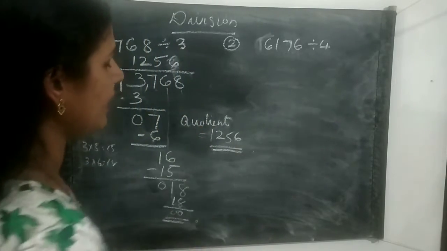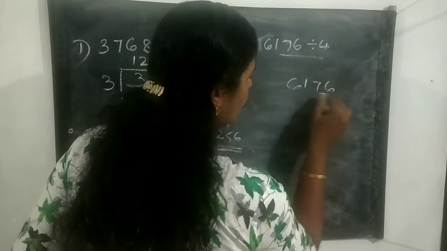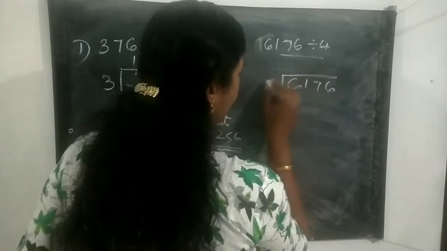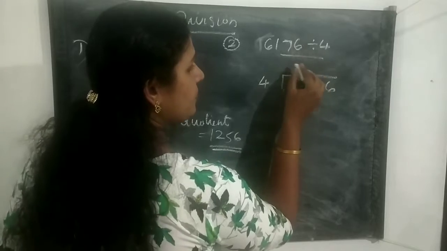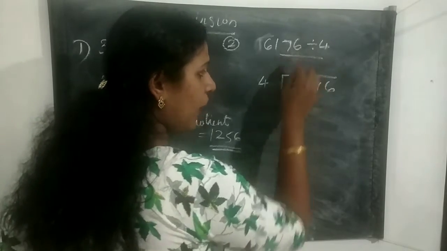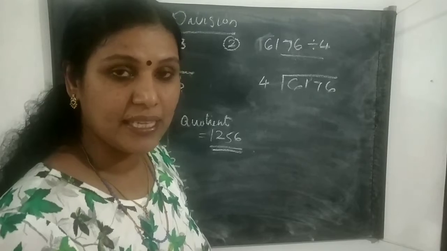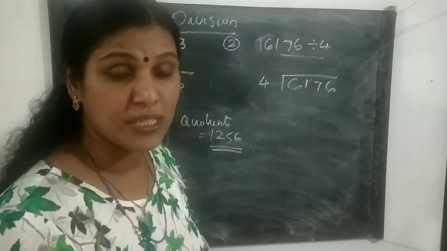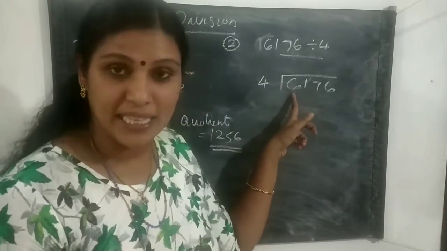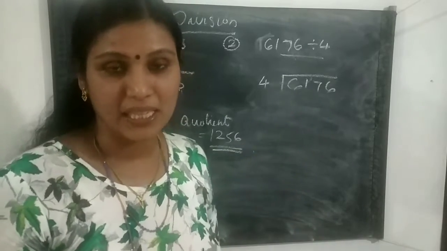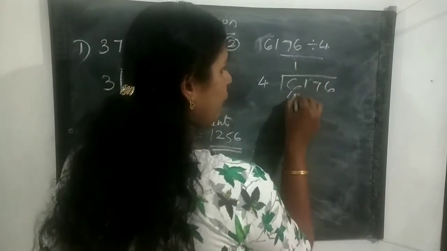Okay. So here the next question is 6176 divided by 4. Okay, children. How many times does this 4 go into this 6? That is 1 4s are 4, 2 4s are 8. And this 8 we can't subtract from this 6. So we can't take this 8. So only one time, that is 1 4s are 4.